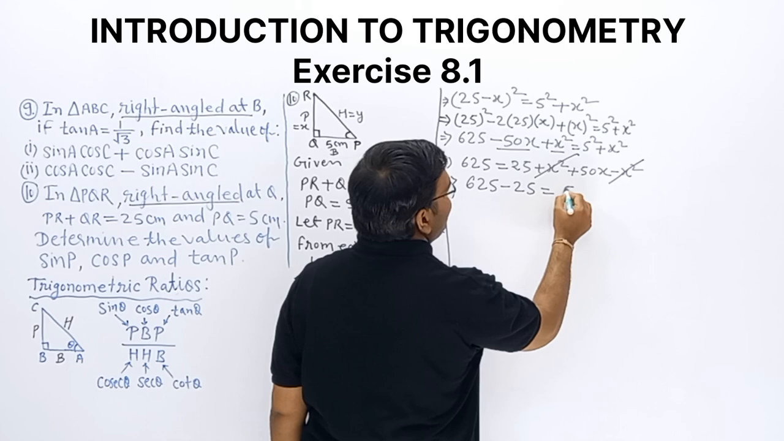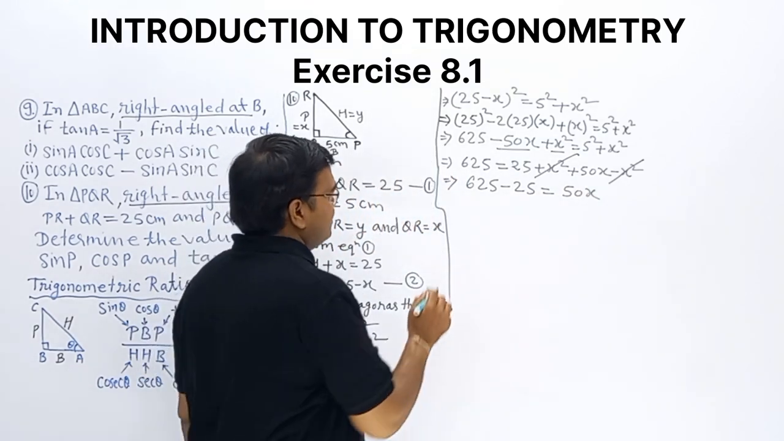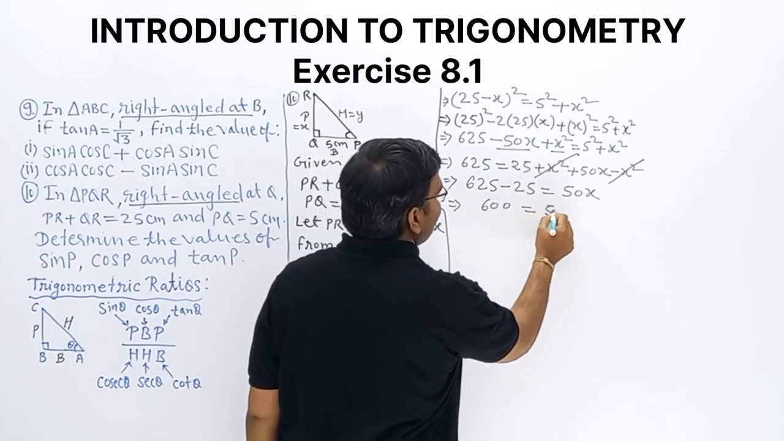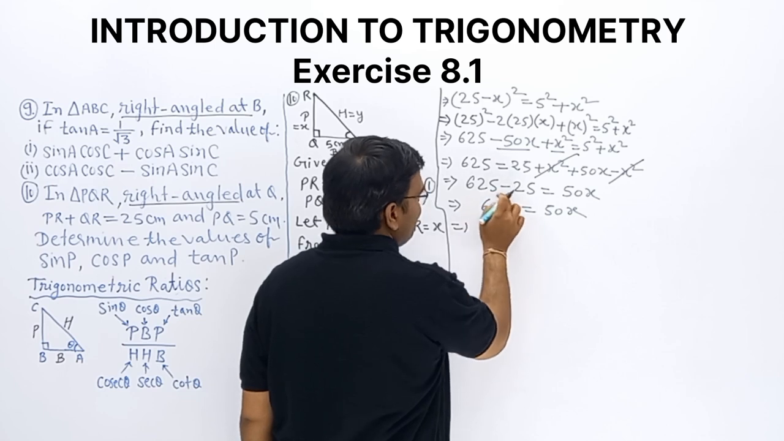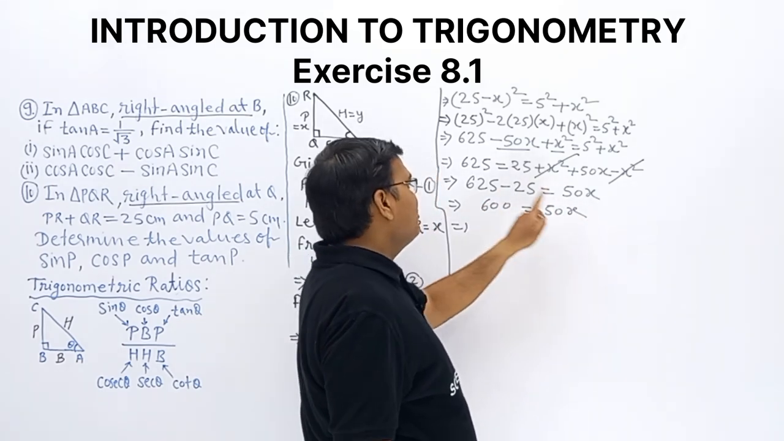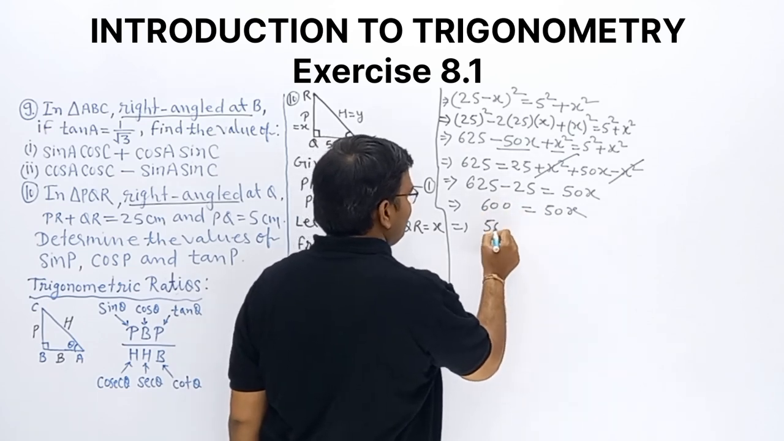This will be 50x. This will be 50x. Now subtract this one. This will be 600 and this will be 50x. Now I am transposing this one towards the right and this one towards the left. We are interchanging left to right, right to left.